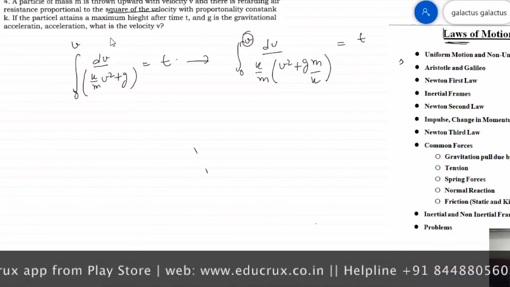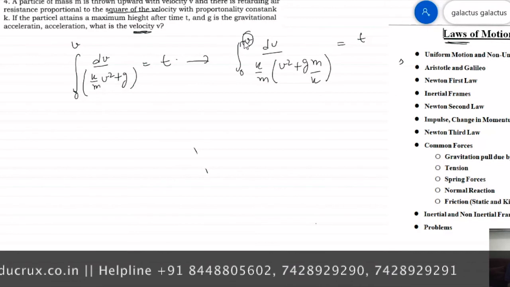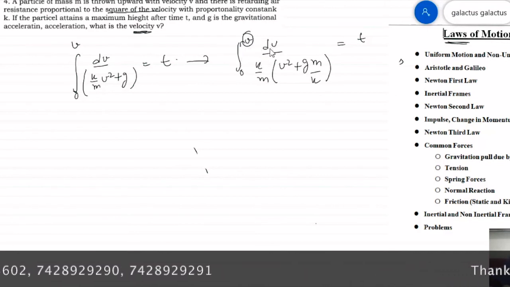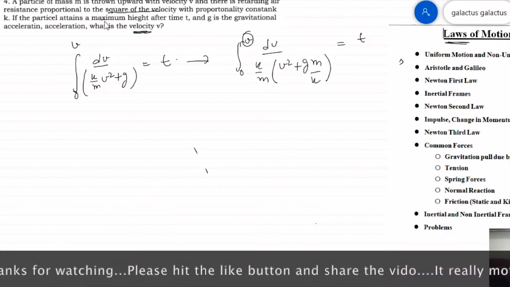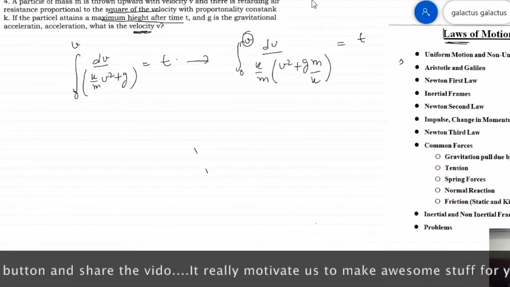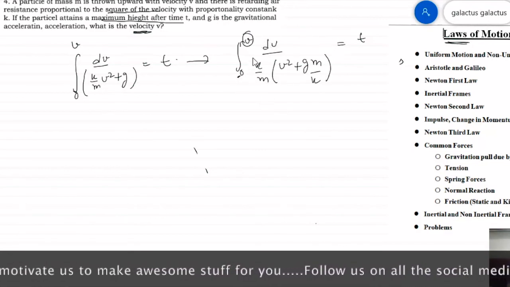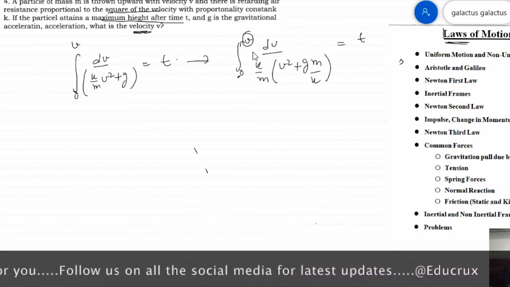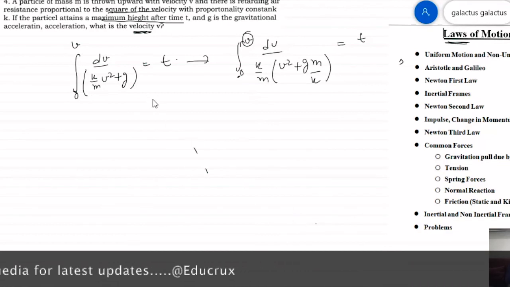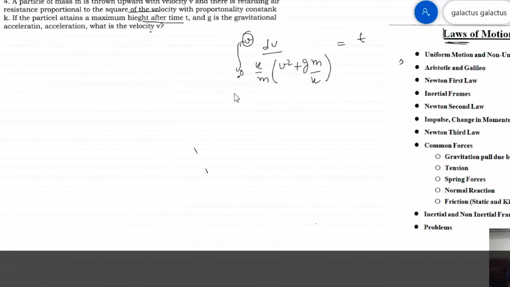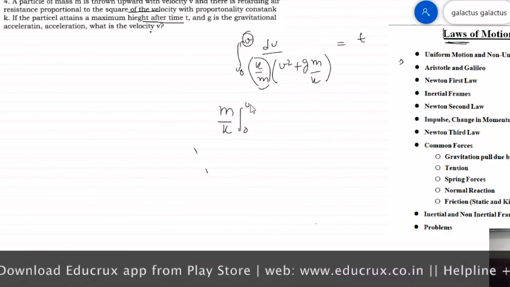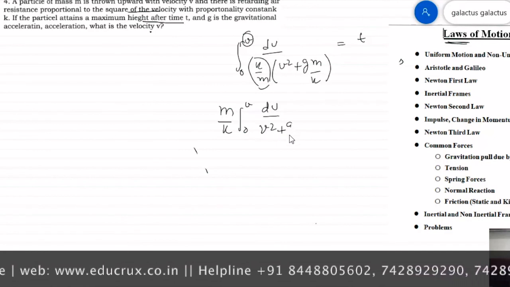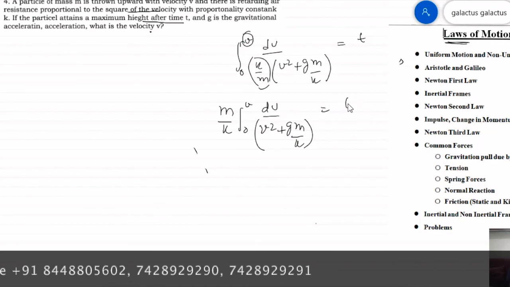So the question asks, what is the initial velocity that we throw the object with, and this will be time dependent. Because after a time t the ball attains a maximum height, at that point the velocity will be 0, and initially the velocity will be some v from where it will be launched. So let us now take a step further and solve this integration. I can rearrange the denominator and write m by k, 0 to v, dv upon v squared plus gm by k is equal to t.